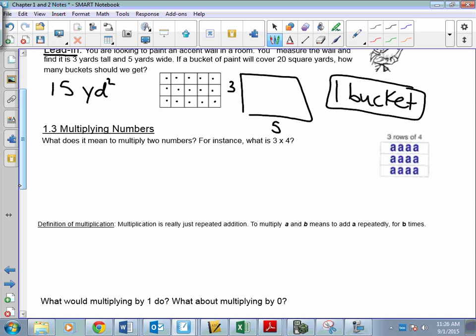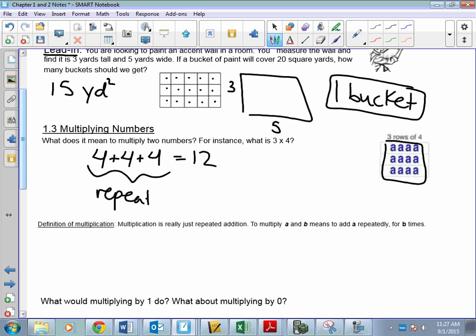Multiplying numbers. What does it actually mean to multiply? For instance, what is 3 times 4? Multiplication is really repeated addition. I can see over here it's 3 rows of 4. Really what it's saying is it's 4 plus 4 plus 4, 3 times. 4 plus 4 plus 4 is going to give me 12. And that's really what multiplication is. It is repeated addition. How many times I need to repeat it is what the first number tells us.